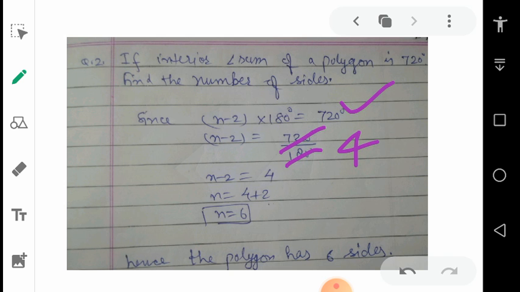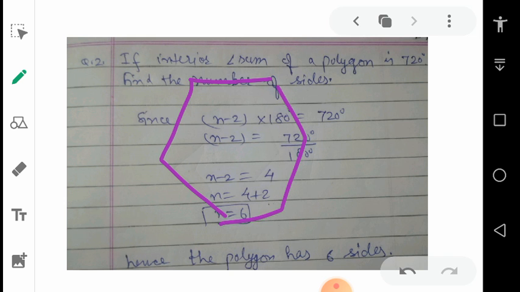So for a polygon, if the angle sum is 720 degree, it will be a hexagon. Now just try to draw the hexagon. The number of sides are 1 2 3 4 5 6. It means if we add the measurement of all these interior angles, as you can see there are 6 angles and the measurement of each angle is 120 degree, so if we add all the interior angles, they will add up to 720 degree.